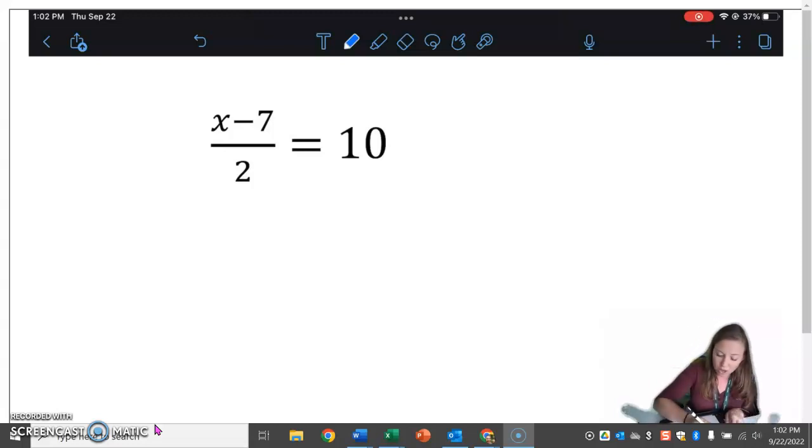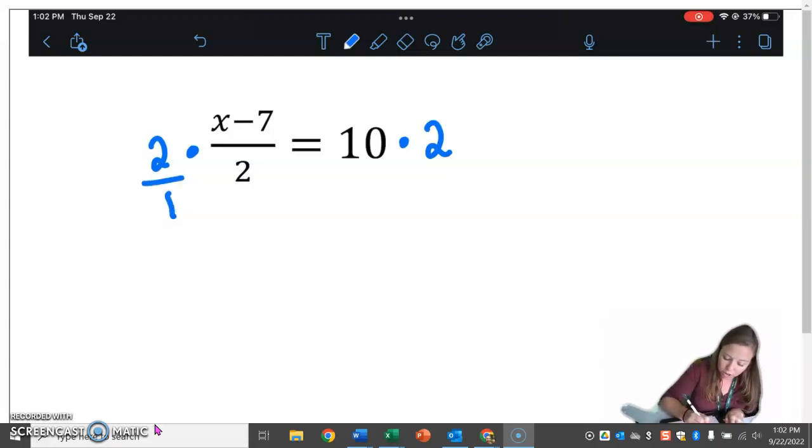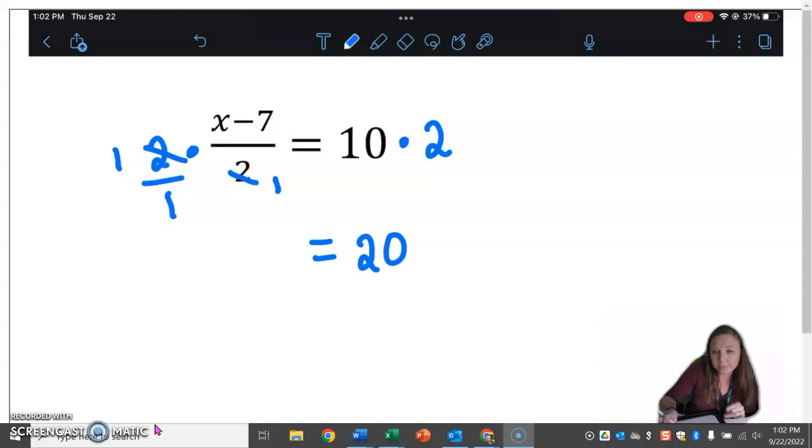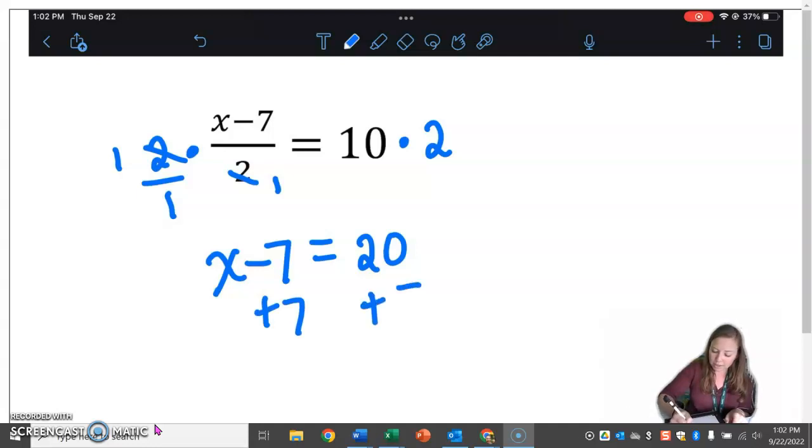In this case, you want to go ahead and multiply by 2 on both sides. What that's going to do is it's going to go 2 over 2, which just turns into a 1. And then 10 times 2, which is 20. And then all you have left is the numerator on the left side. So x minus 7 equals 20. And then we're going to add 7 to both sides to get 27.